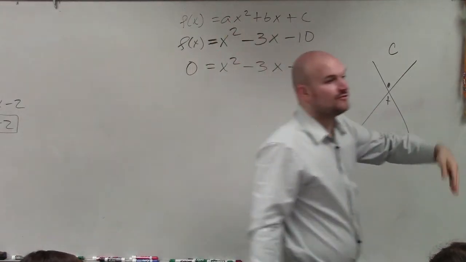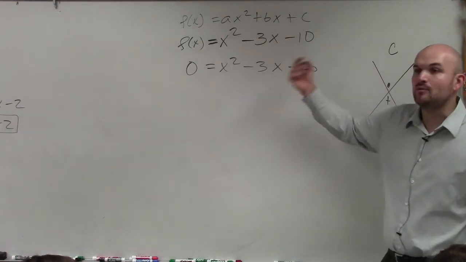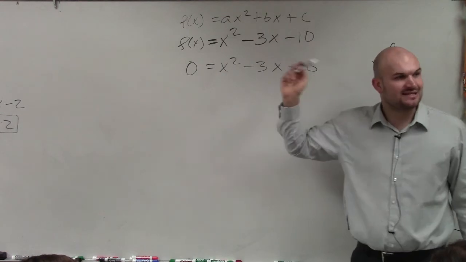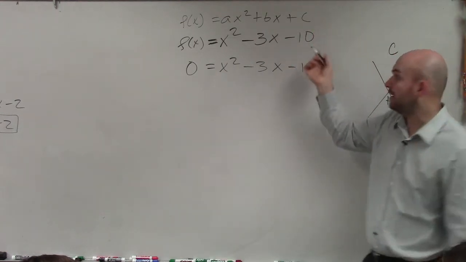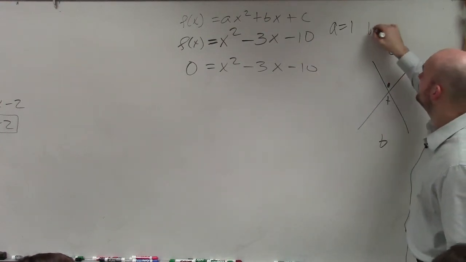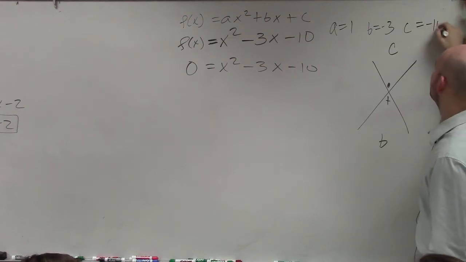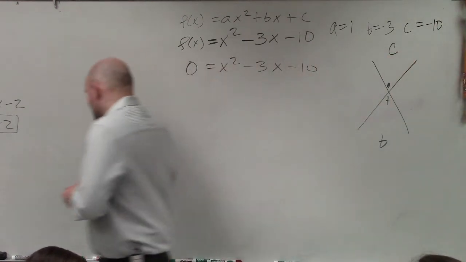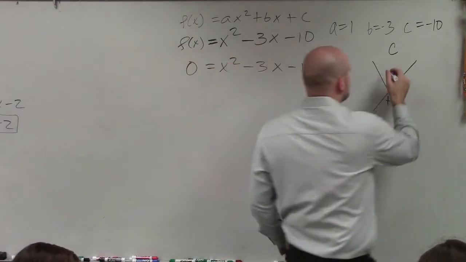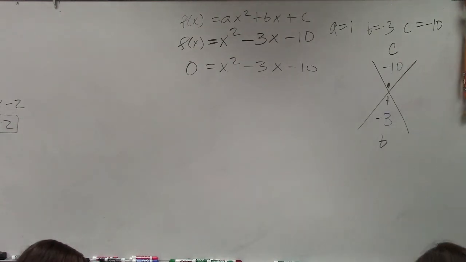Remember when I went over standard form, I said one of the most important things you can do when you know standard form is to identify what is your a, b, and c. So my a in this case is going to be 1. B is going to be -3. And c is going to be negative what? 10. OK? So now I'm going to put in a -10 where the c is and a -3 for the b. Does everybody follow me for what I did there? Does that make sense, Ian?